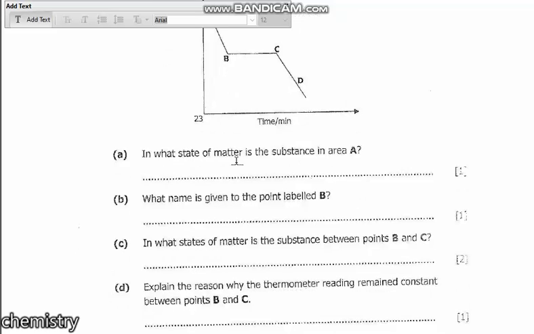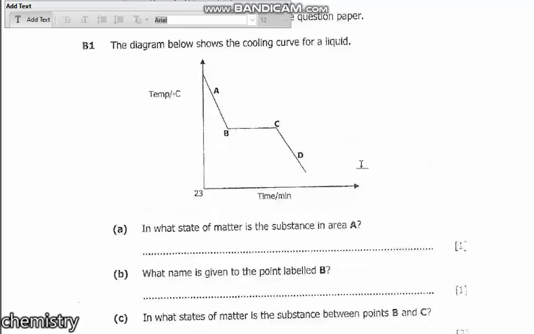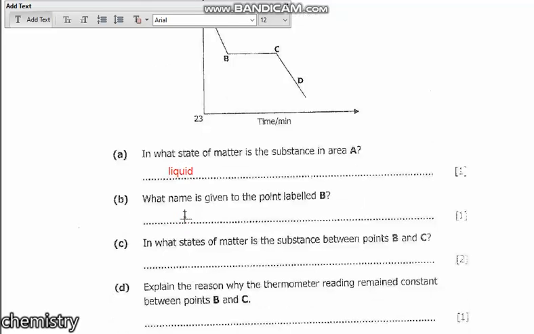In what state of matter is the substance in area A? When you look at area A, when you have a line surrounding like this, that's not that there's only one state of matter that is existing there. And since we are coming from liquid going to solid, that is the liquid state. So that's liquid. What name is given to the point labeled B? So if this is liquid, B and C, we are going to have both liquid and solid, then D will be solid. Therefore, B must be the freezing point because it's going to solid from liquid.